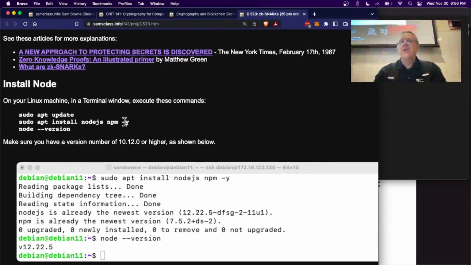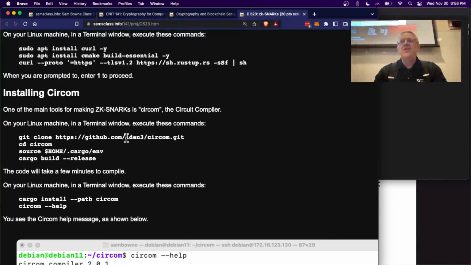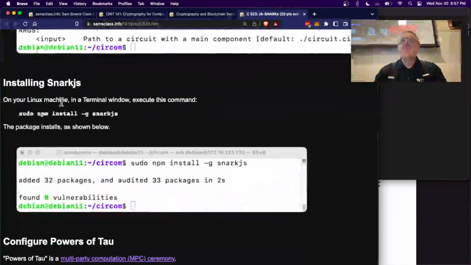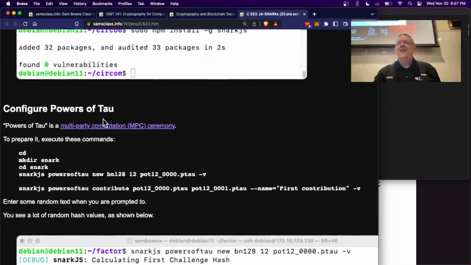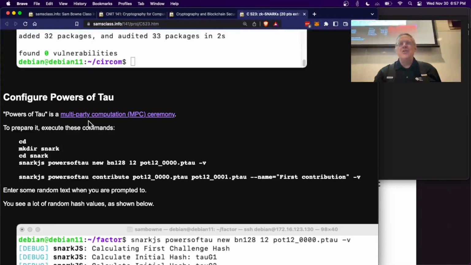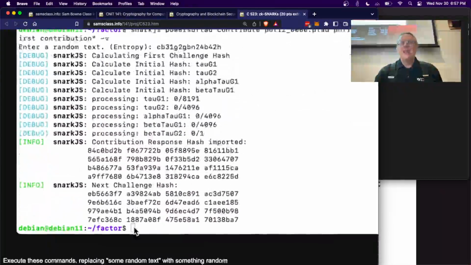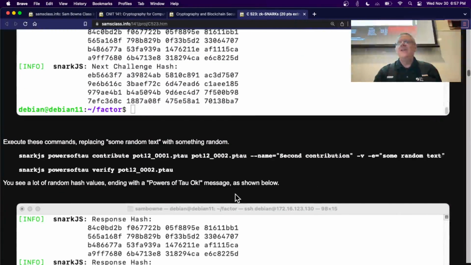You have to install Node.js. Then you have to install Rust. Then you have to install this thing called CIRCOM, which is the circuit compiler. It is quite a chore to do this. Then you install SNARKJS, which is a node package. Then you have to run something called Powers of Tau, which is a multi-party computation ceremony. It is mind-boggling. Then you calculate all this stuff, and this is what you do when you set up Ethereum miners, too. It is quite a chore.